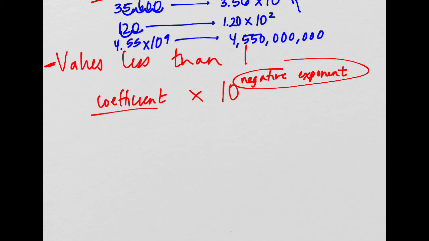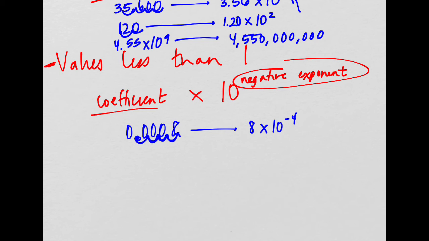Values less than 1, for example, if I wanted to write 0.0008, how would I write this in scientific notation? I would move this over 1, 2, 3, 4, and I would get 8.0, or just 8, you don't even have to write 8.0, times 10 to what? 1, 2, 3, 4. But is it a positive 4 or a negative 4? Well, 0.0008 is less than 1. Therefore, this must be a negative 4.